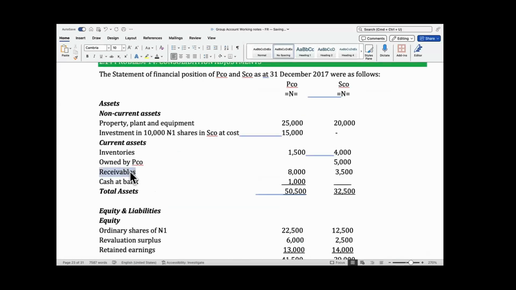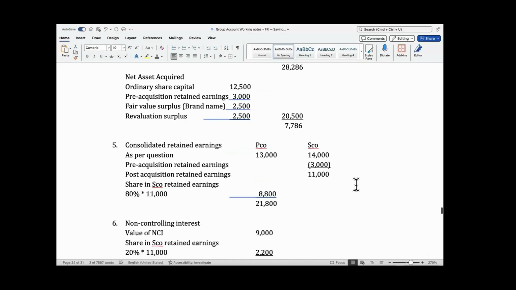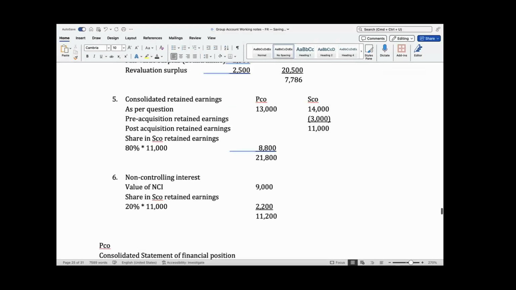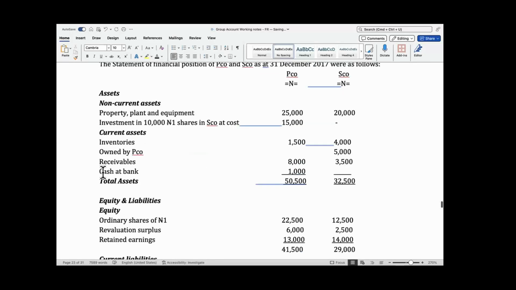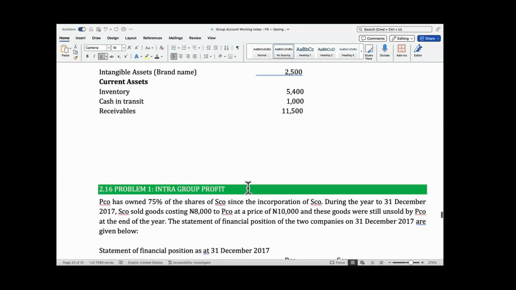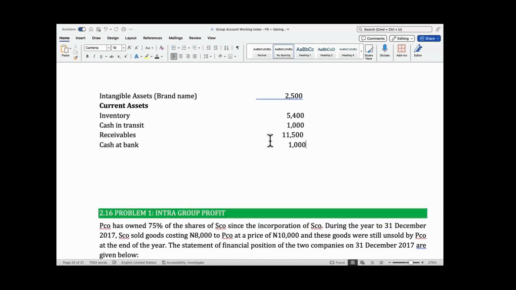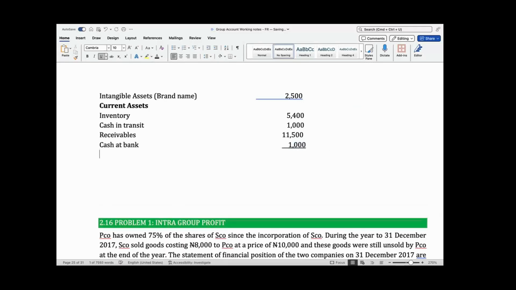Now receivables consolidated. What's 8,000 plus 3,500? That's 11,500. Receivables. Then we have cash at bank, which is 1,000. Okay, so let's get our total assets.